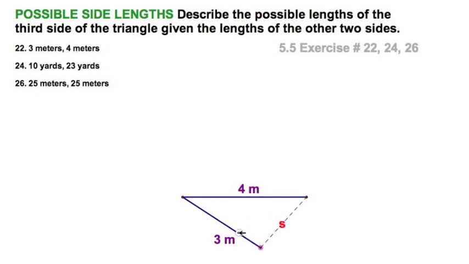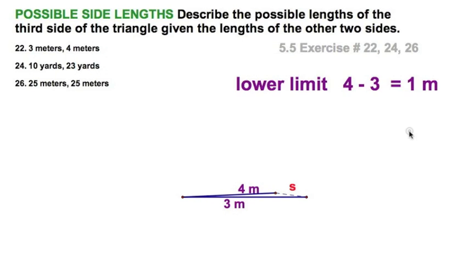bigger, bigger. It can get infinitely close to, but it can't quite be 1. You can see that. That's going to have to be the lower limit. The lower limit's 1. It can't be equal to 1. Be close to it. And that, of course, would be 4 minus 3.